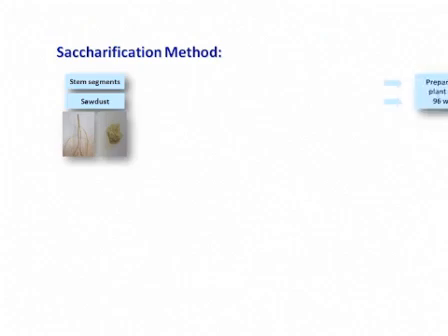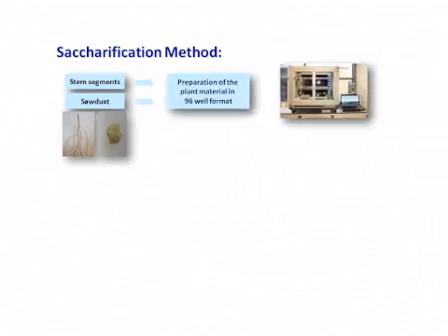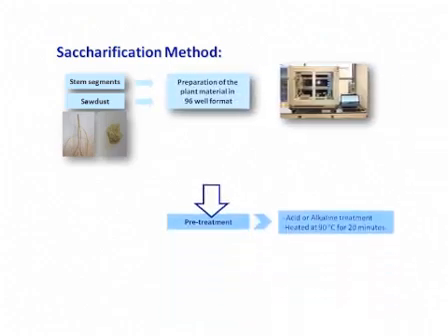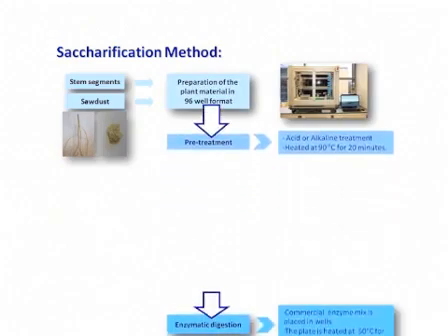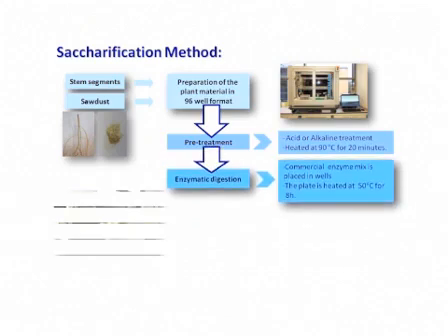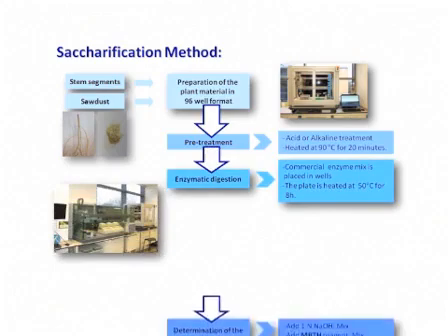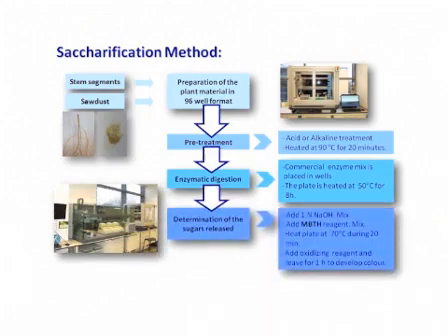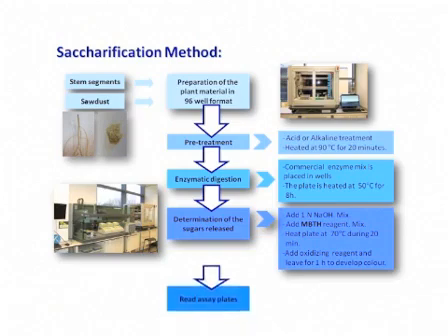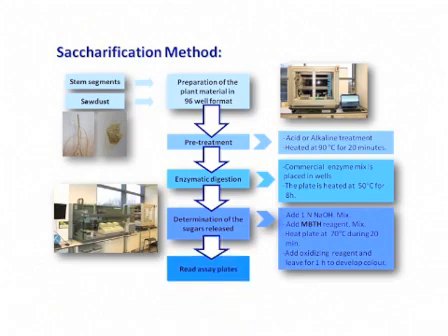The method we use involves the formatting of plant material as a powder, which is then pretreated with a diluted acid or alkaline at 90 degrees for 20 minutes. Next, an enzyme digestion is performed using a commercial cellulose mixture at 50 degrees for 8 hours. Finally, an MBTH method is used to determine the release of reducing sugars.